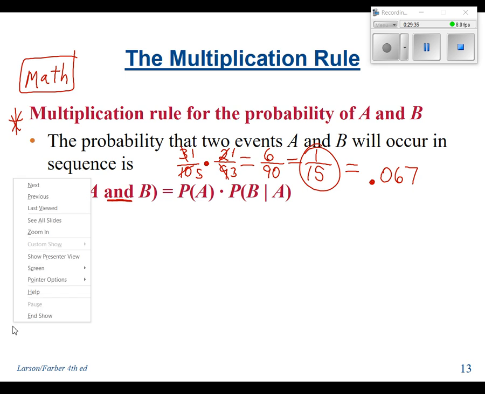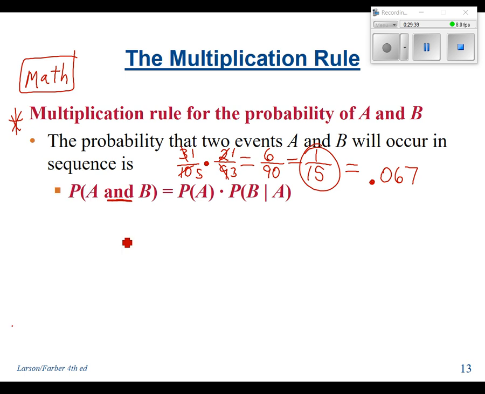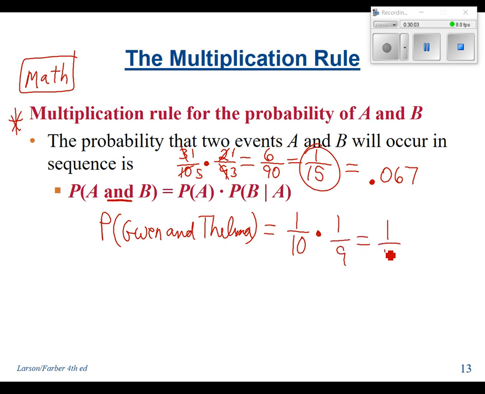Yeah, so you're right. The way I was saying it, if we just wanted to do the probability of Gwen and Thelma, then the probability, instead of being 3 on top here, would be what? 1. So it'd be 1 out of 10, and then what's the probability of getting Thelma? 1 out of 9, and that would be 1 over 90.